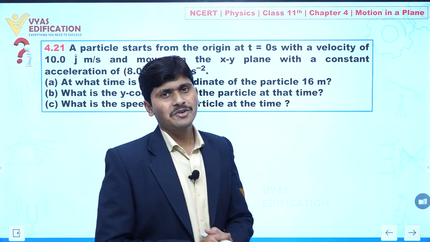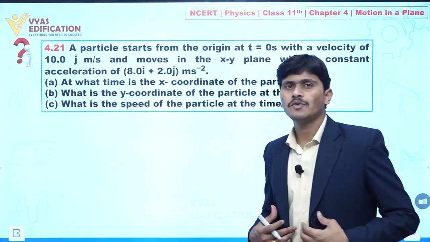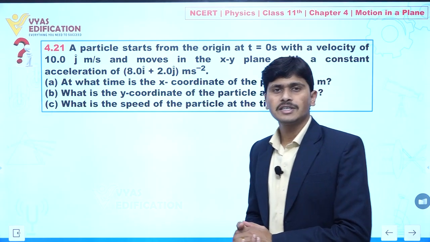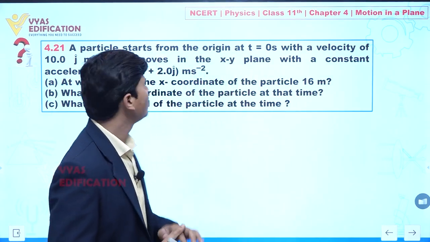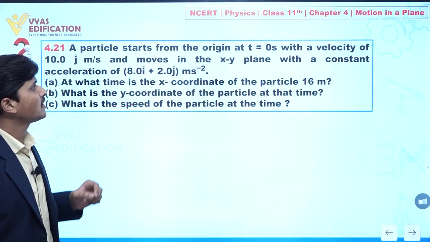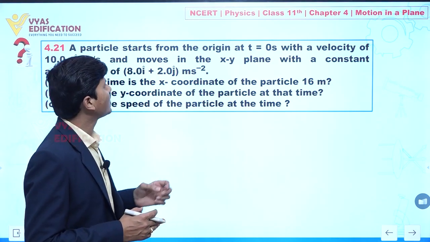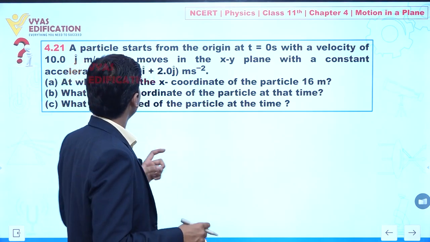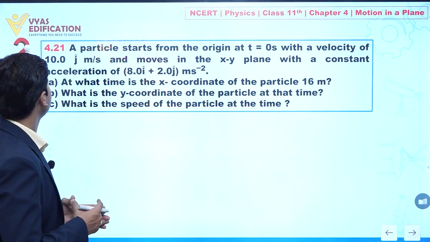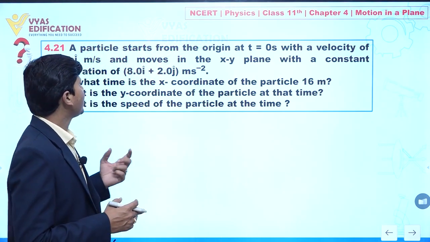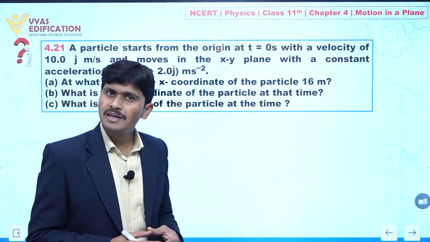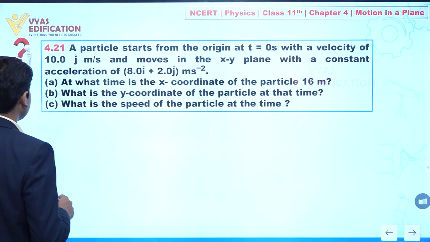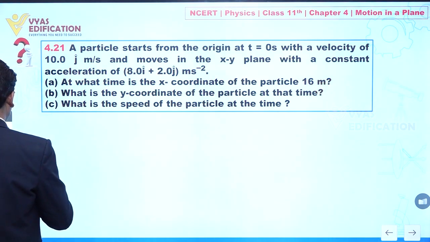So now dear student, we are going to discuss question number 4.21. In this question it is given that a particle starts from the origin at time t equal to 0 with a velocity of 10 meter per second in the y direction, and it moves in the xy plane with a constant acceleration of (8i + 2j) meter per second square. Clear? So let us try to analyze this given situation.